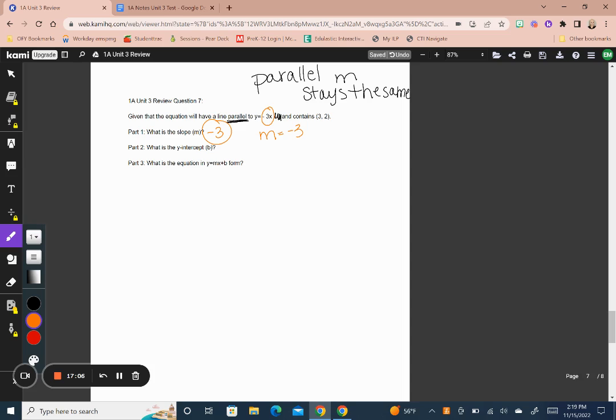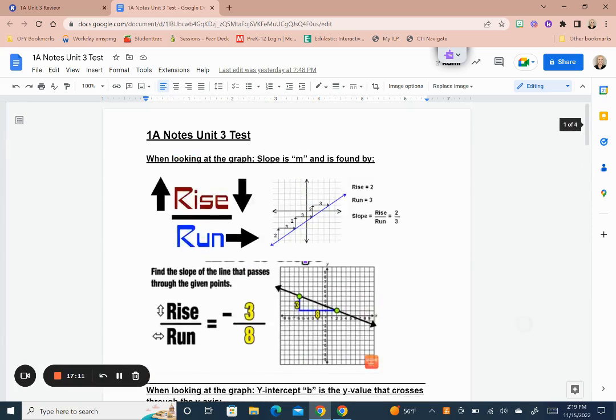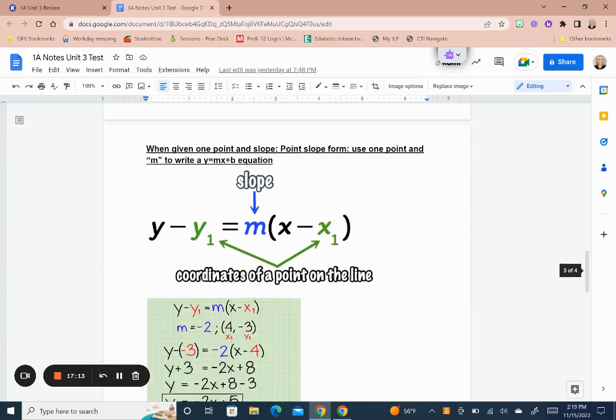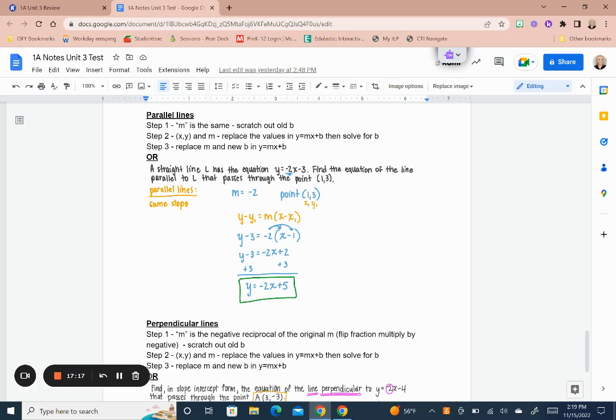Okay, now we're going to take a look at the notes, right? Nothing up in the first 3 pages says parallel, which is totally fine. Once we get to page 4, the very top right here, you can see it says parallel lines. So step 1, m is the same, scratch out old b. Perfect. Step 2, x, y, and m, replace the values, solve for b.